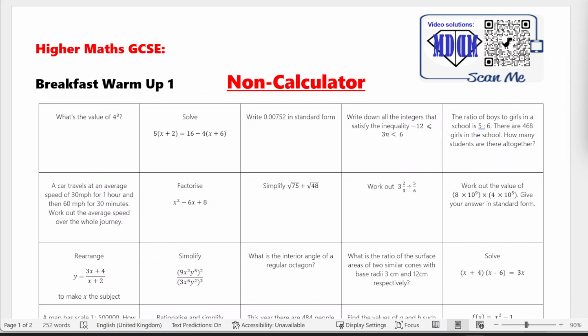Today I'm doing a breakfast warm-up for a non-calculator paper for a higher GCSE student. This is to do the morning before an exam, just to get your brain juices flowing. Doesn't sound quite right, but I'm sure you know what I mean.